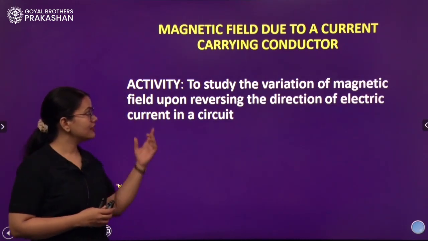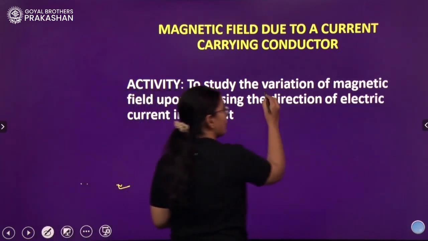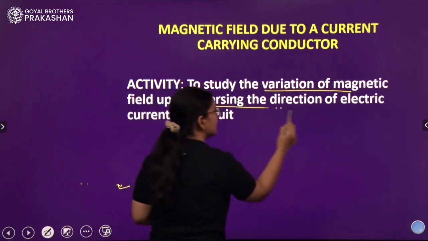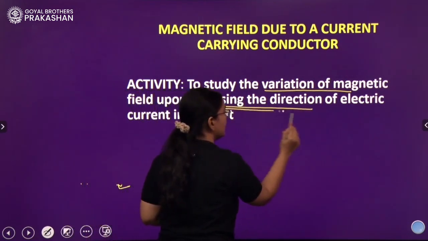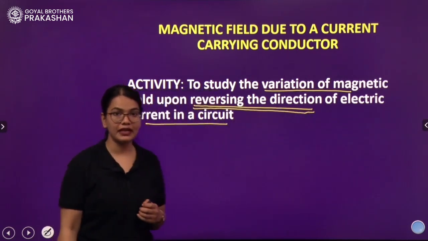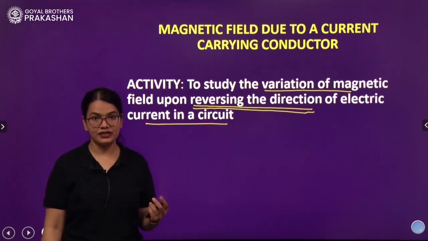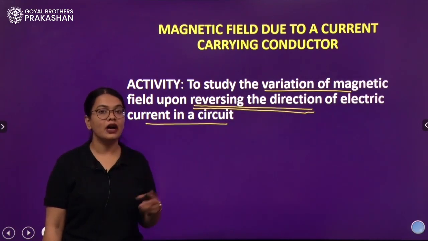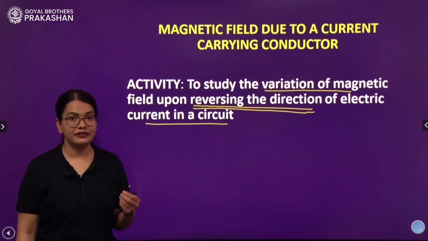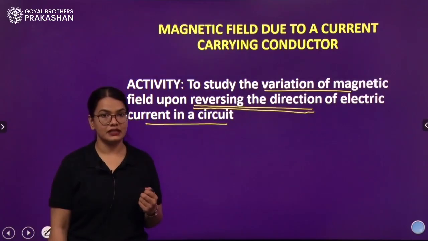In this activity, the aim is to study the variation of magnetic field upon reversing the direction of electric current in a circuit. In a circuit, we are placing a magnetic compass to see the direction, and then we are observing how the deflection changes when we reverse the current. With the help of the animated video, we will study this activity and understand it.